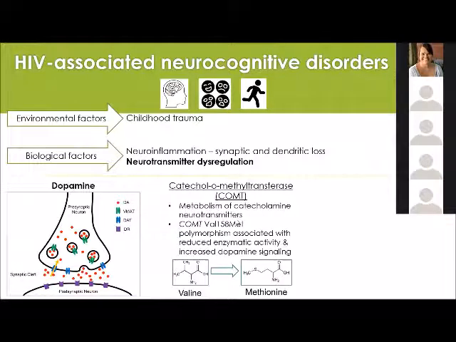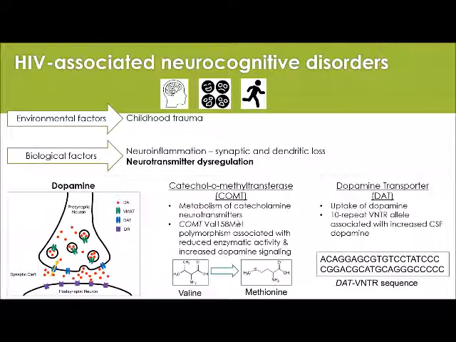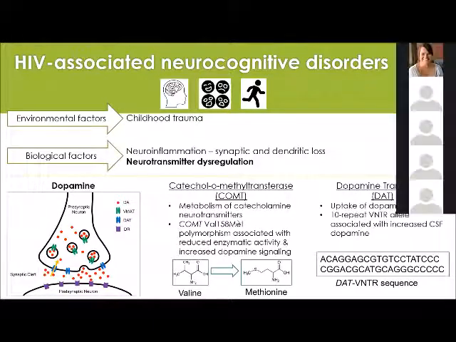The homozygous MET genotype of the COMT Val158Met polymorphism has been associated with increased dopamine signaling in the prefrontal cortex. The other gene that we looked at is the DAT gene, which encodes the dopamine transporter, and this is a key protein necessary for the uptake of dopamine, with dysfunctional DAT leading to depleted intracellular levels of dopamine. Here, the homozygous 10-repeat allele of the DAT 40 base pair variable number of tandem repeats has been associated with increased cerebrospinal fluid dopamine in HIV patients.